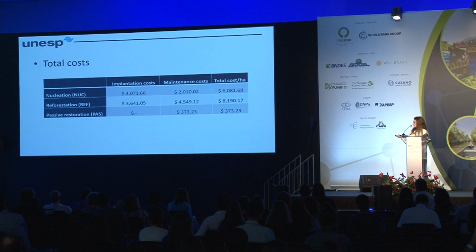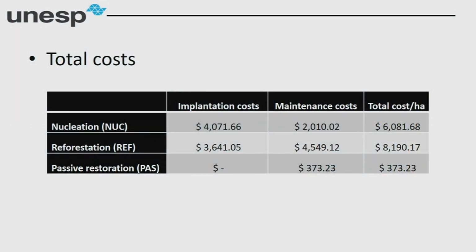For passive restoration, we didn't consider any implantation costs because we are not considering fences. So we had some maintenance costs because we did some maintenance in all the area, which included passive restoration plots. So this was about $400. So we can see here that nucleation was 26% cheaper than reforestation.